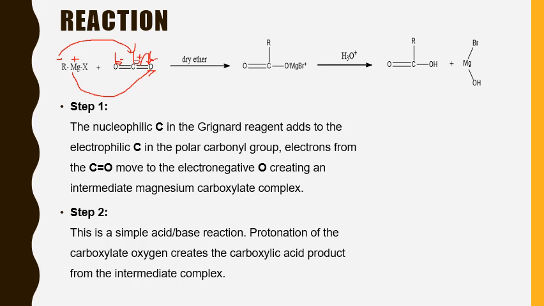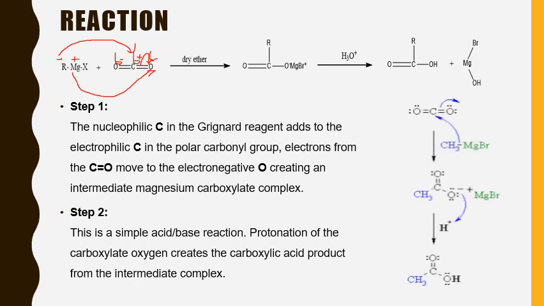So the nucleophilic carbon in the Grignard reagent adds to the electrophilic carbon in the polar carbonyl group. So electrons from the C=O move to the electronegative oxygen, creating an intermediate magnesium carboxylate complex. This was regarding step 1. In step 2, this is just a simple acid-base reaction. So the protonation of carboxylate oxygen creates the carboxylic acid product from the intermediate complex. You can have a clear and simple look at the mechanism here.